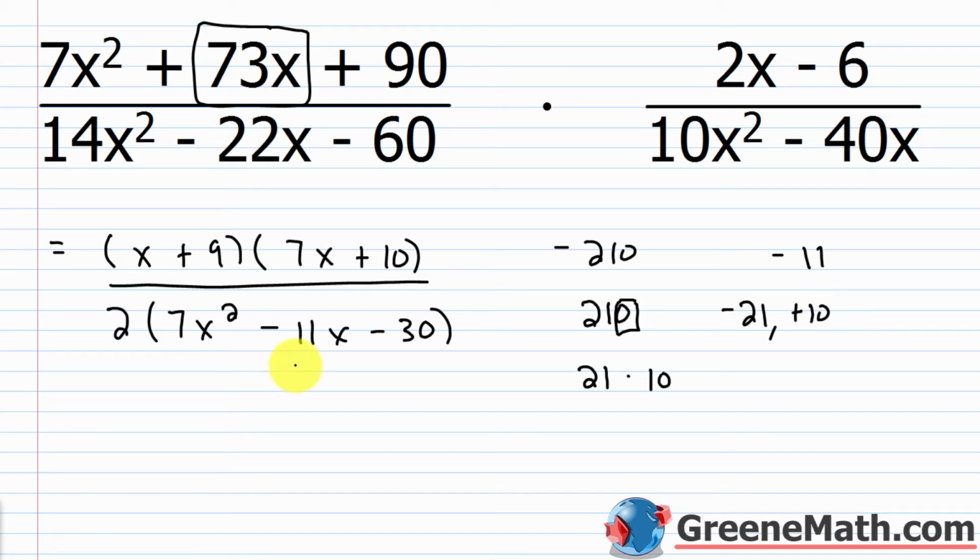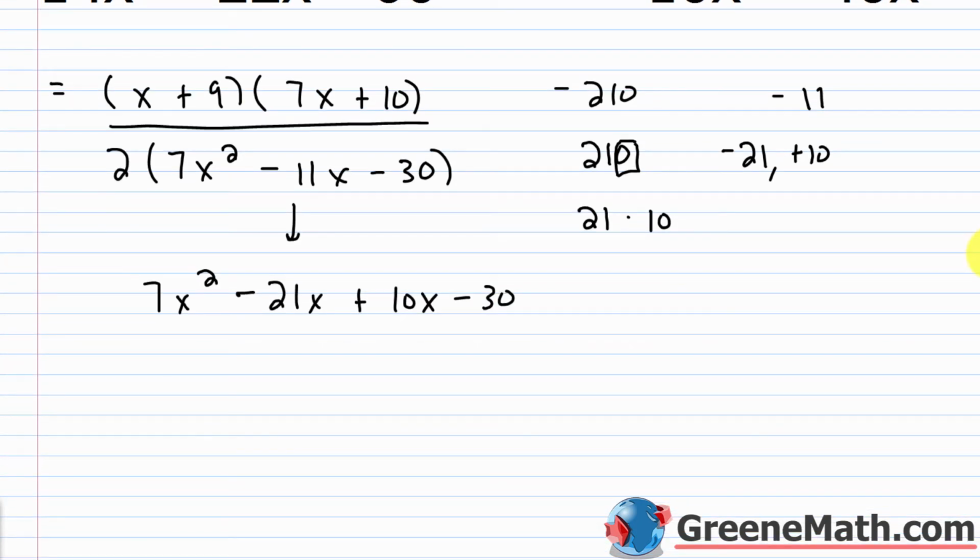So let me go ahead and factor this part down here. If I had 7x squared, I'm going to rewrite the middle term using these two. So minus 21x, and then plus 10x, and then minus 30. So let me scroll down for a minute. I'll come right back in a second.